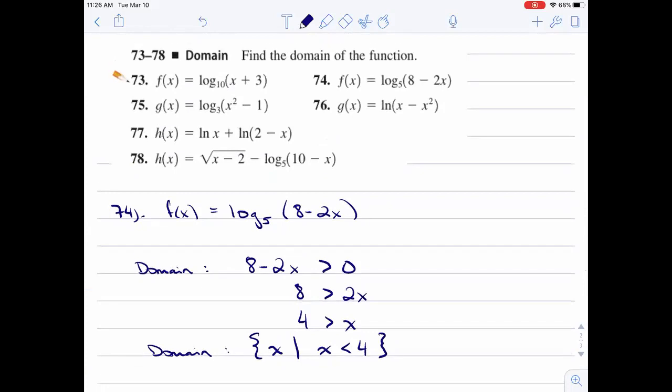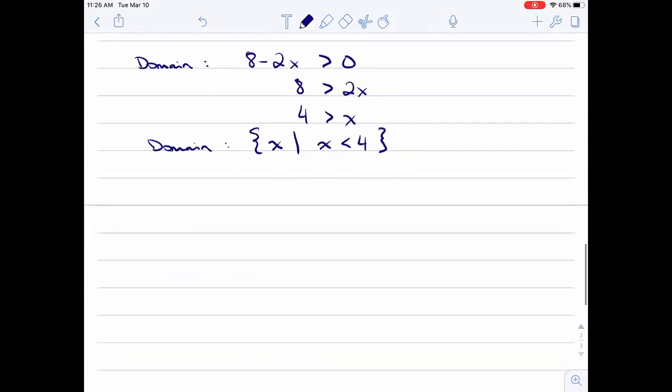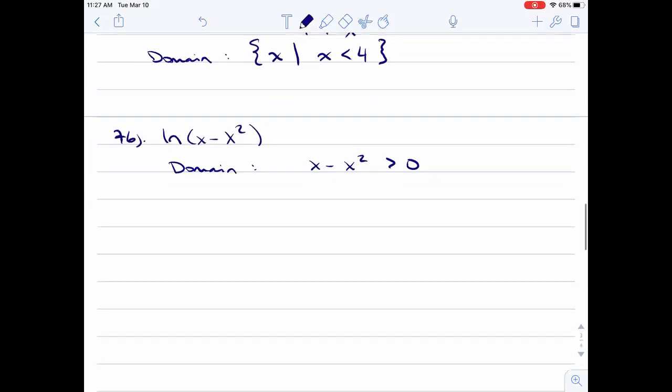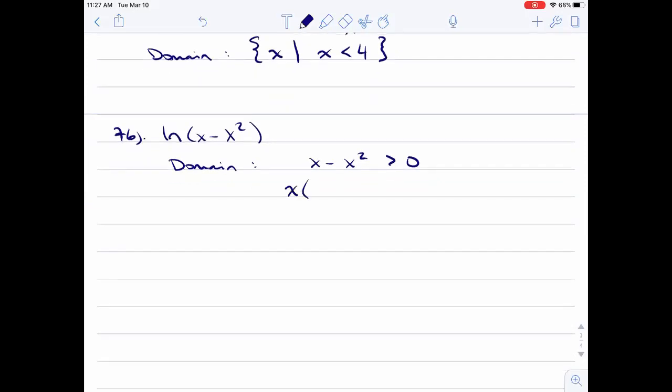How about 76? So 76 is the natural log of x minus x squared. So now we've got x and x minus x squared. So the domain here is that x minus x squared has to be greater than 0. One thing that I could do is factor out a common x, right? Just to see how this thing behaves.